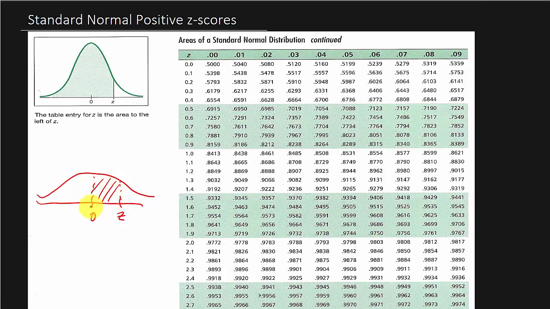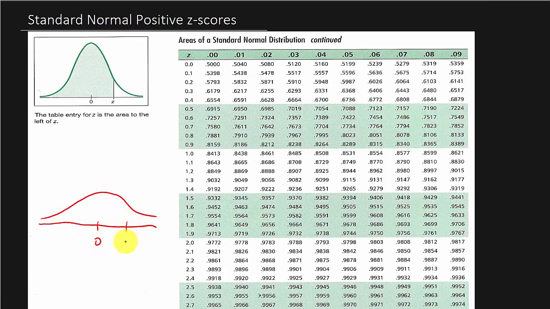As far as how to read the table that does this, I have a video on my channel, how to read 2 different Z tables. Just search for that on my channel and it goes over both of them. For this one, I like this table better, but if you have to use the other one, just go look up that video and you can see how to do it. So we're looking for, to the left, I'll draw it here again, of 0.8. So we're looking for this area right here.